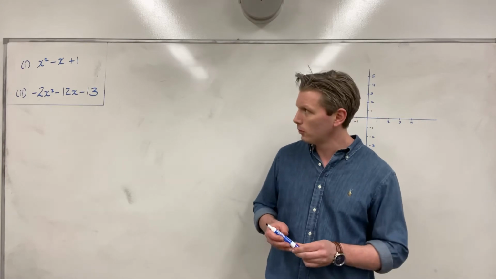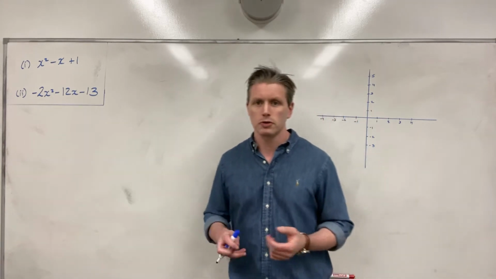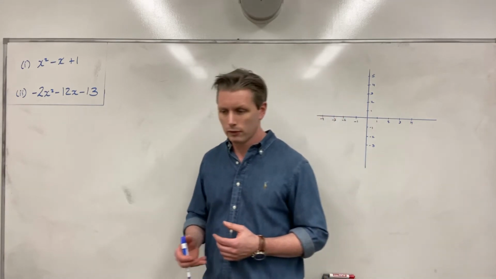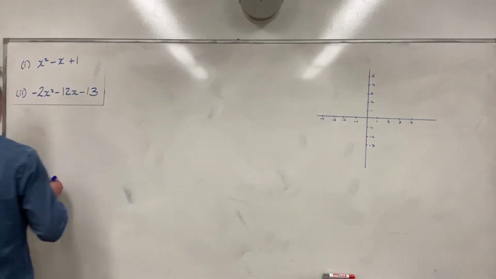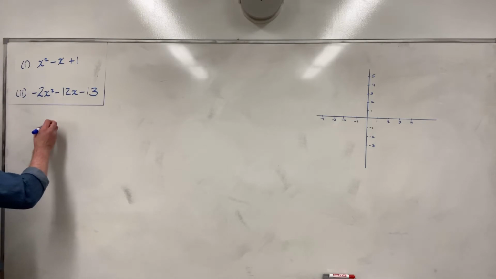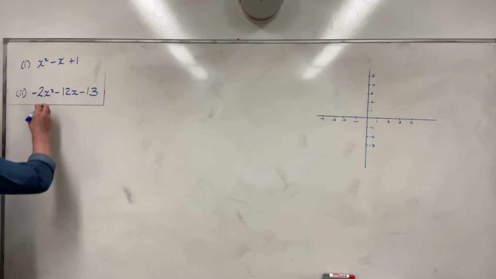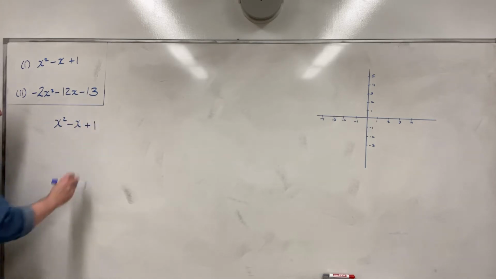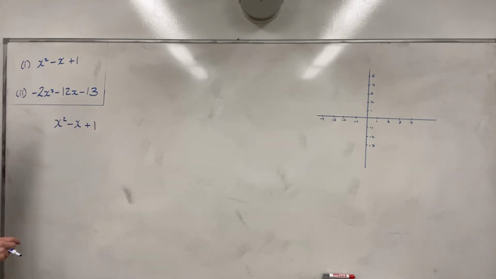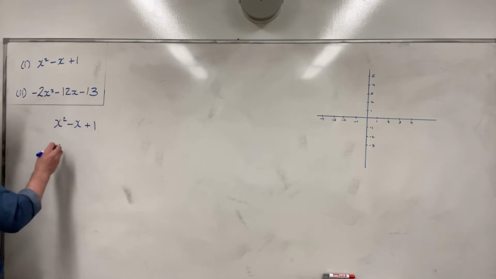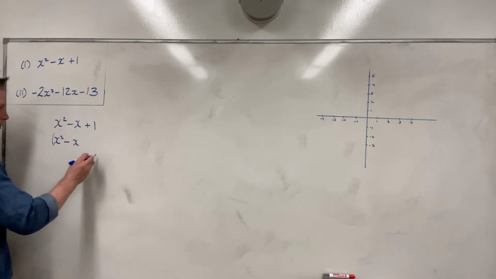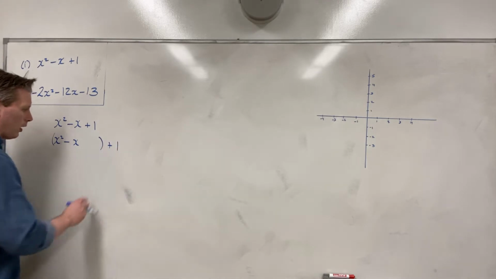All right, so the first thing I'm going to do is write my first function, x squared minus x plus 1, in the form of a perfect square. And so I'm going to complete the square. So my function is x squared minus x plus 1. To complete the square, I'm going to write minus x, put parentheses here, and here plus 1.